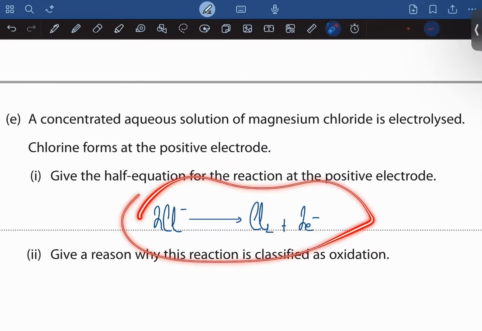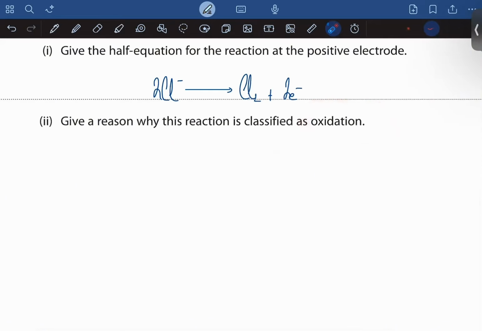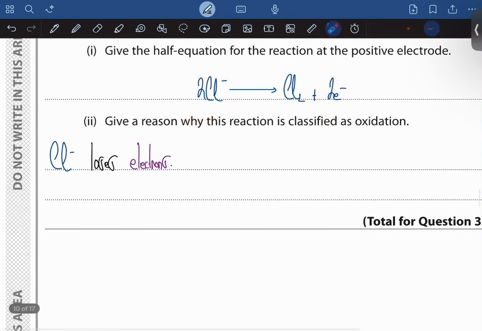Give a reason why this reaction is classified as an oxidation reaction. Because electrons are being lost, and the loss of electrons is what we refer to as an oxidation reaction. Now chloride is losing the electrons, and the loss of electrons is what we refer to as oxidation. Okay, so yeah.